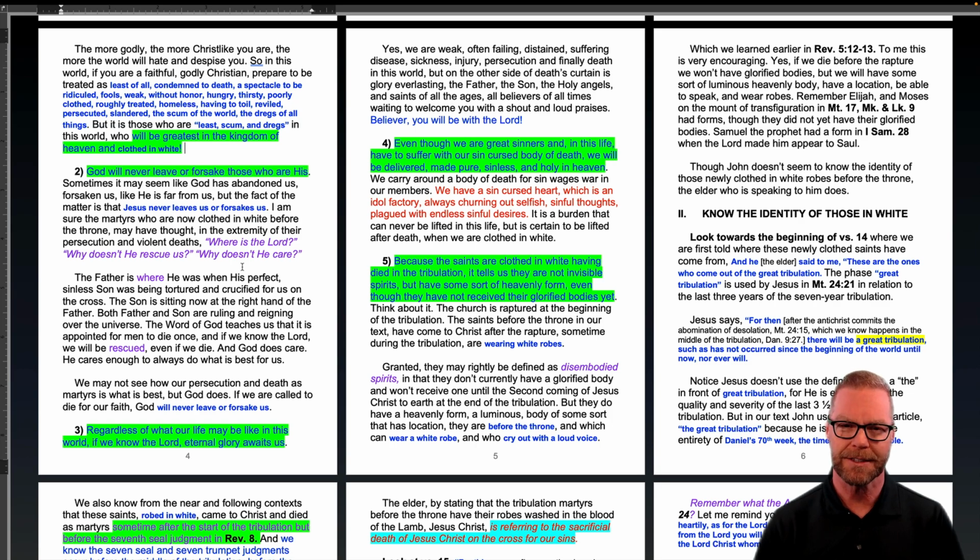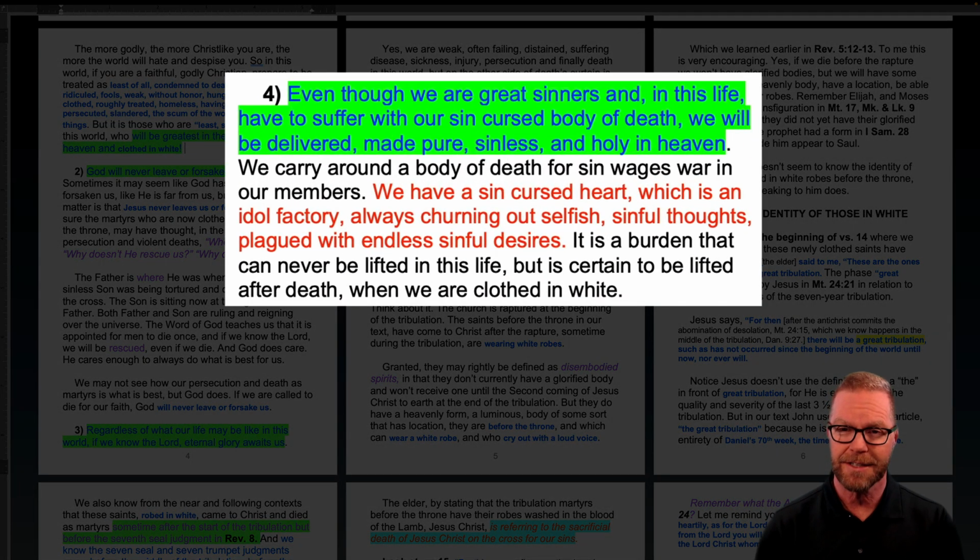That's super encouraging. For even though we are great sinners in this life, have to suffer with our sin-cursed body of death, we will be delivered, made pure, sinless, and holy in heaven forever. I mean, that's amazing.